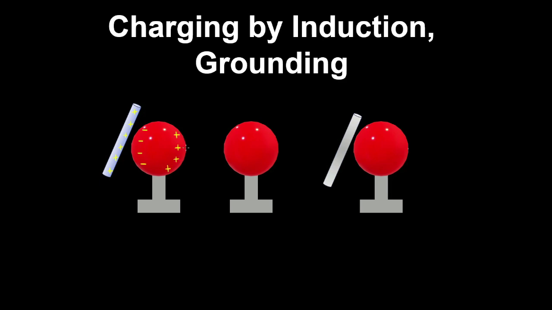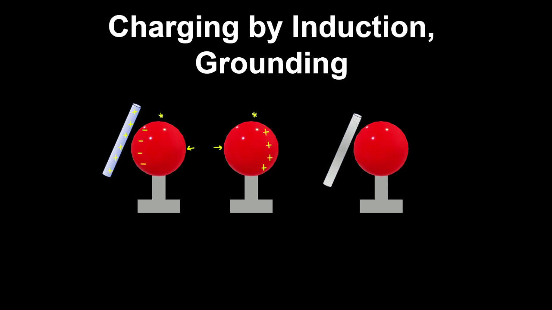Now if we bring these two conductors into contact, then this positively charged region here is going to be even further away. And now when we separate these conductors, this one will have a net negative charge, and this one will have a net positive charge. So we've induced these charges on the conductors, and this is called charging by induction.